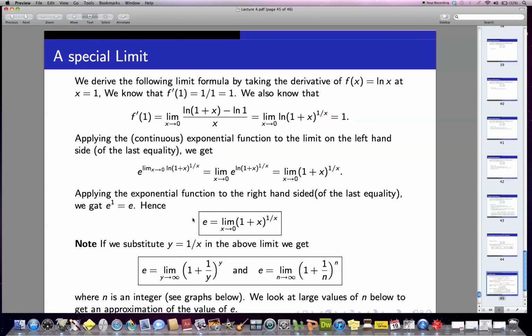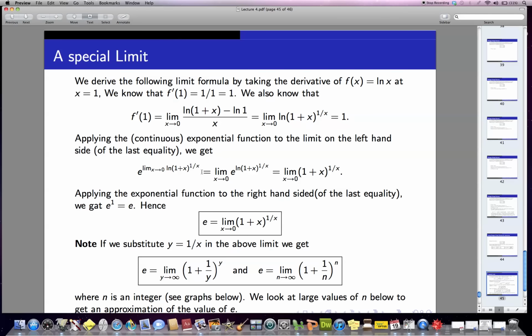We'll also look at a very special limit. e is the limit as x goes to 0 of 1 plus x to the 1 over x. Or we can rephrase that as e is the limit as y tends to infinity of 1 plus 1 over y to the y. Or if we're just restricting our attention to large integers, we have e is the limit as n goes to infinity of 1 plus 1 over n to the power of n. So this formula manifests itself in 3 different ways, but essentially it's all the same formula.